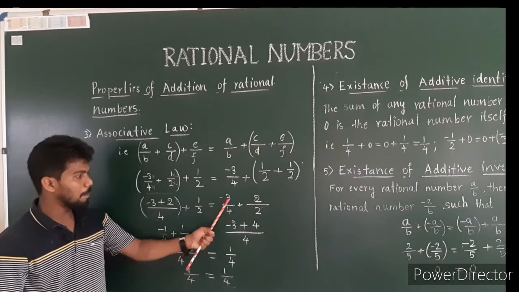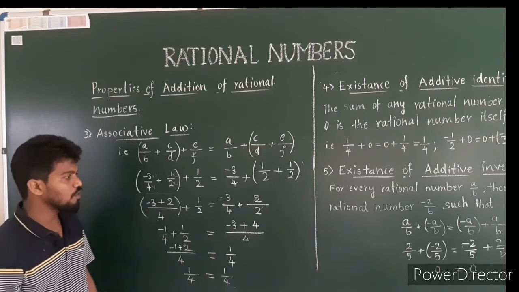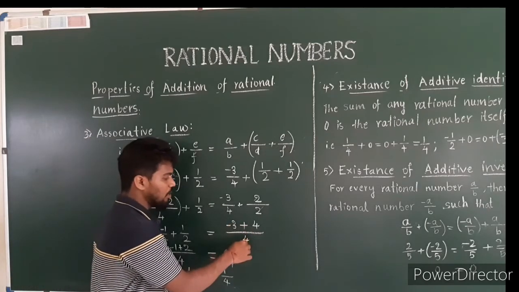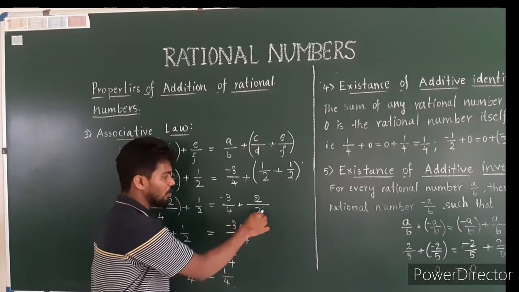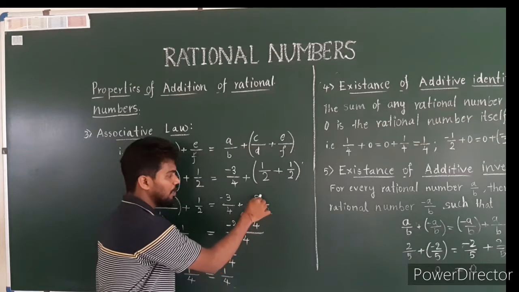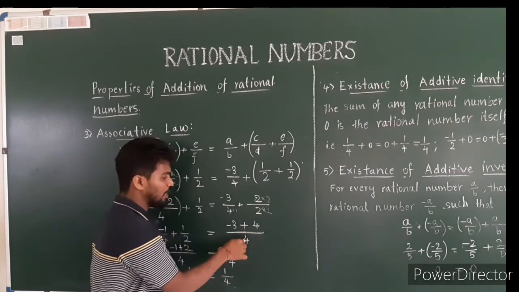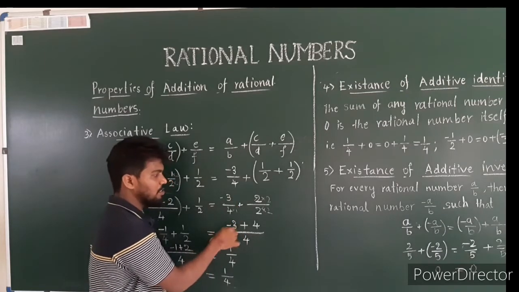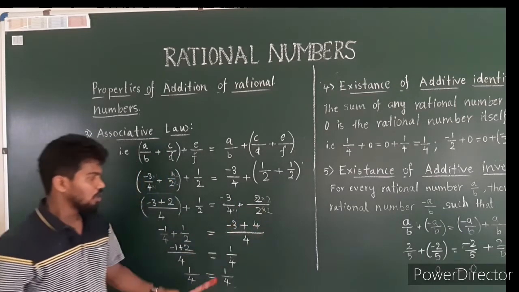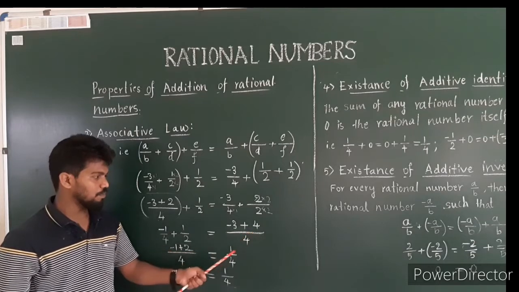See here, equal to minus 3 by 4. So now you find the common denominator using LCM. That is 4. So minus 3 as it is, because 4 into 1 you get 4. So minus 3 into 1 is minus 3. 2 twos are 4. So now minus 3 plus 4.